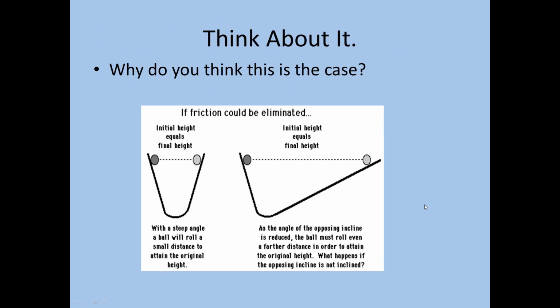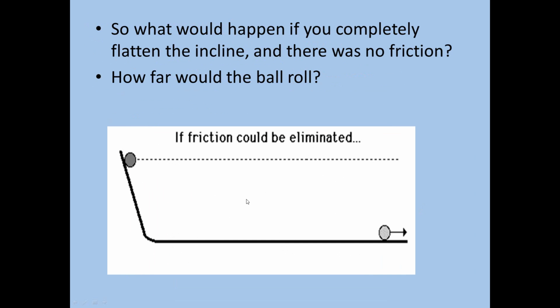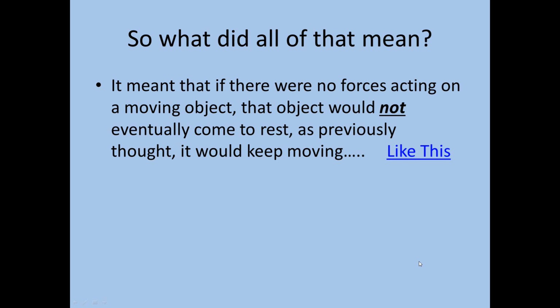So then he went on to think about, what would happen if, in an environment where there was no friction, you completely flattened the incline? Well, according to Galileo, in a frictionless environment, this ball would just keep moving forever. So what he said is that if there are no forces acting on a moving object, that object would not eventually come to rest as scientists previously thought. In fact, it would just keep moving, kind of like this.